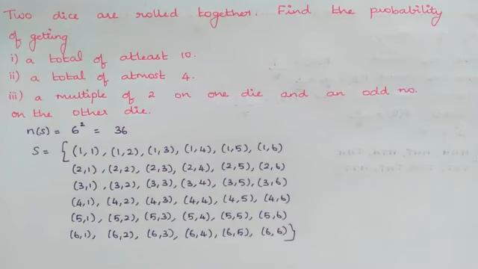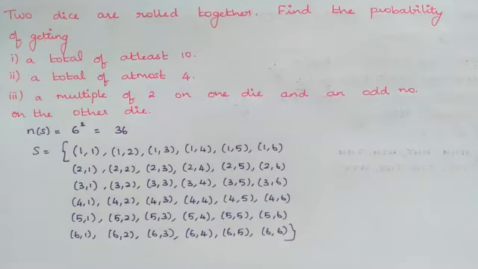Now just count and see. We will definitely have 36 possibilities: 6 in the row, 6 in the column. So in total we have 36 possibilities. So these are all the possible outcomes which we get when we roll two dice at a time.